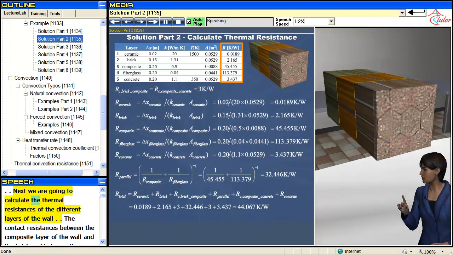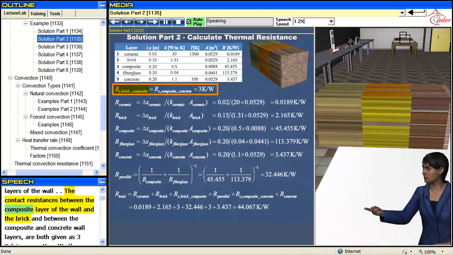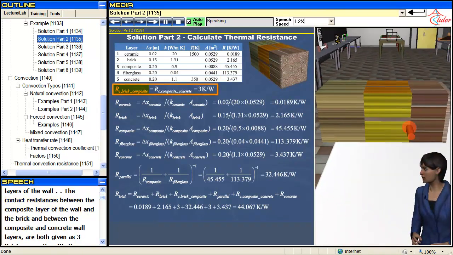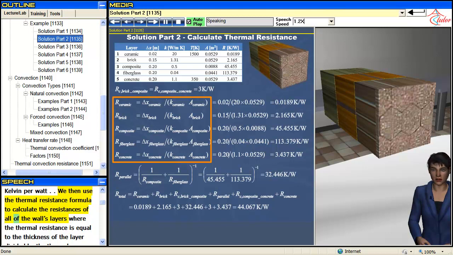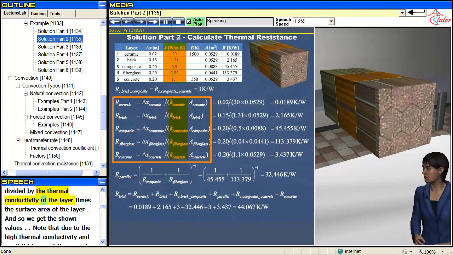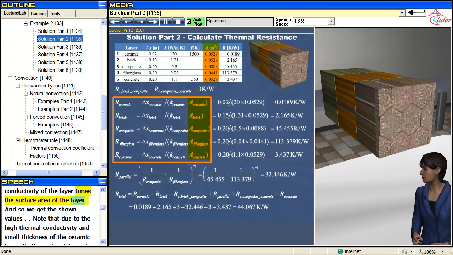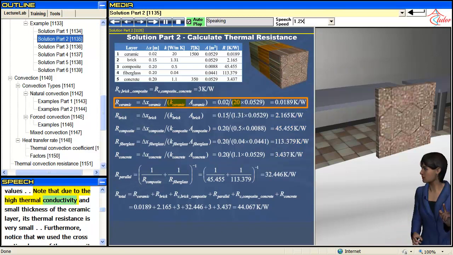Next we are going to calculate the thermal resistances of the different layers of the wall. The contact resistances between the composite layer of the wall and the brick, and between the composite and concrete wall layers, are both given as 3 Kelvin per watt. We then use the thermal resistance formula to calculate the resistances of all of the wall's layers, where the thermal resistance is equal to the thickness of the layer divided by the thermal conductivity of the layer times the surface area of the layer, and so we get the shown values. Note that due to the high thermal conductivity and small thickness of the ceramic layer, its thermal resistance is very small.